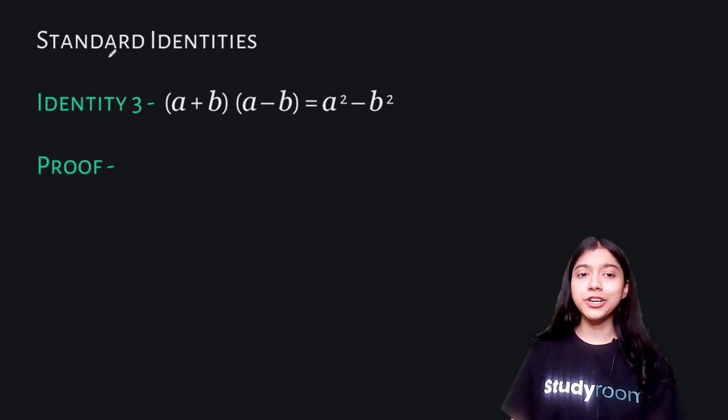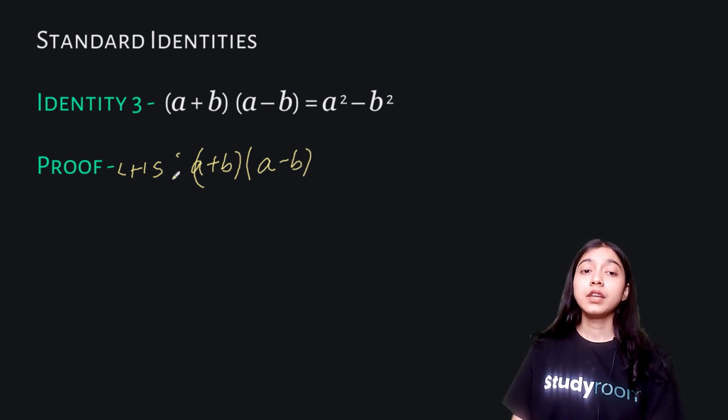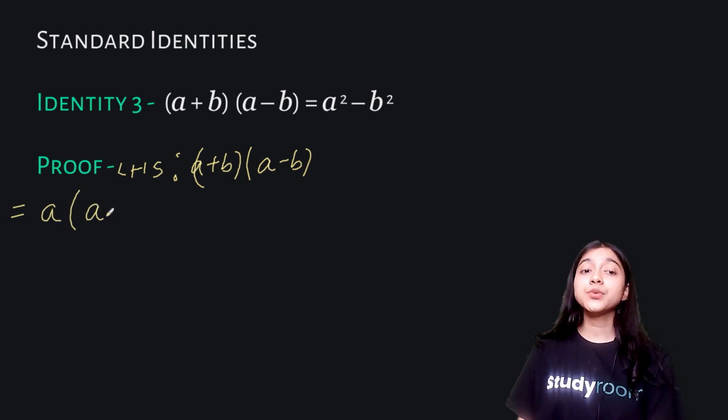So let's prove it. Now I'll write the LHS thing, which is the multiplication of two binomial basically. We have a binomial that is a plus b, which is multiplied with another binomial that is a minus of b. Now let's prove it. What we have to do, we have to take the first term of the first binomial, multiply it with the second binomial, and then take the second term of the first binomial that is plus of b and multiply it with the second binomial that is a minus b.